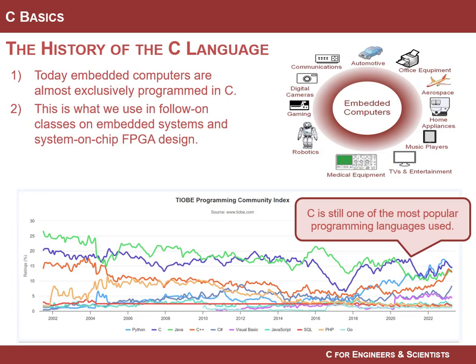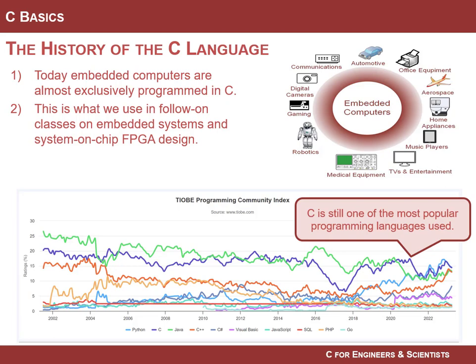And when you have really small computers that have a dedicated task, you don't want to install a huge operating system on it. You just want to run instructions. So that's what C is used for primarily today. C is used for everything, but it's almost exclusively used when we program embedded computers.